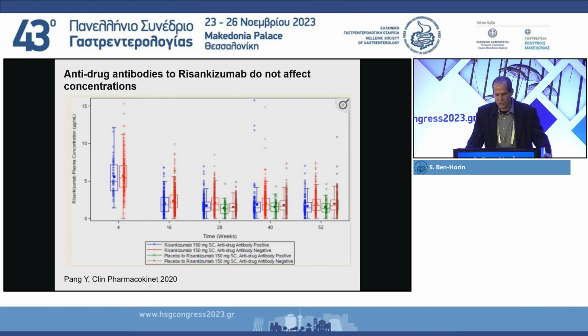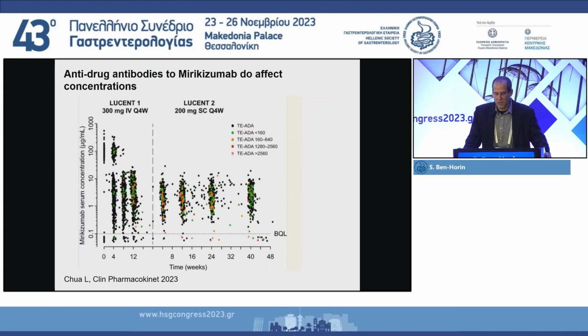This also translates in the newer biologics, such as risankizumab, which has a very low anti-drug antibody rate of about 10%, but peculiarly enough, with risankizumab, it does not seem that anti-drug antibodies affect the concentration of the drug, and you see those with a comparison between the different profiles with or without antibodies in the different dosing when it was tested in the psoriasis population. For mirikizumab, peculiarly, it does affect concentration.